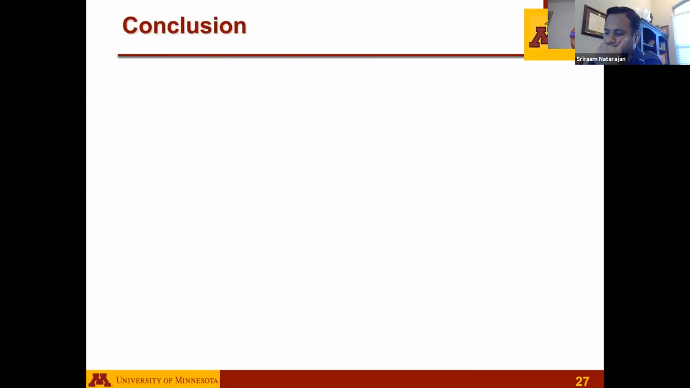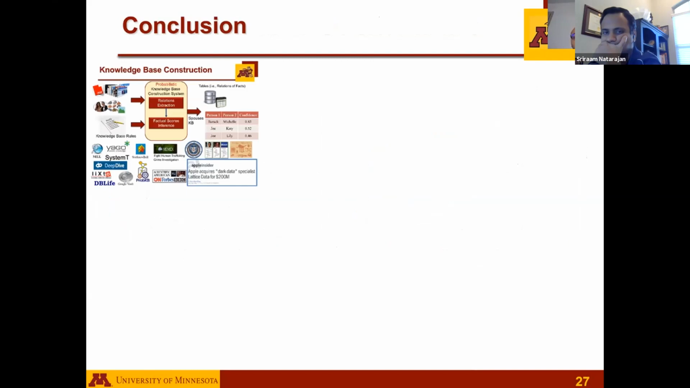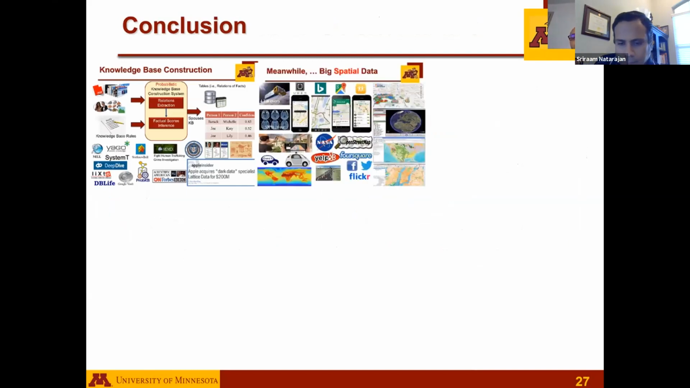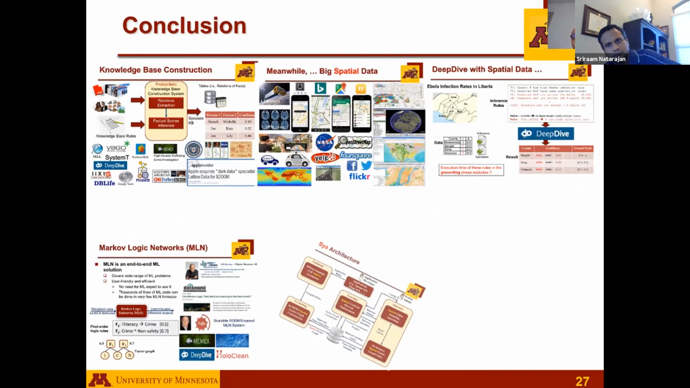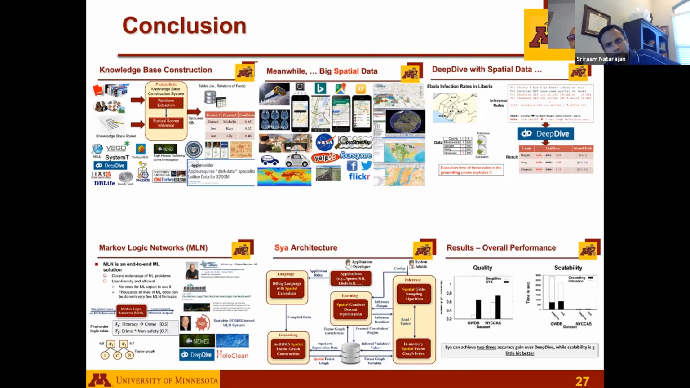So in general, we conclude here that we motivated for the importance of knowledge-based construction. We see that the spatial data now is underestimated in terms of exploiting them inside knowledge-based construction systems. And we provided here an example that motivates our case. And then we gave the details of our system architecture. And then we provided, using experimental evaluation, the importance of the proposed approach.